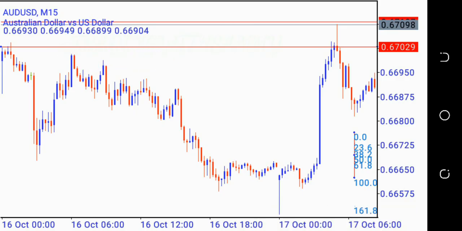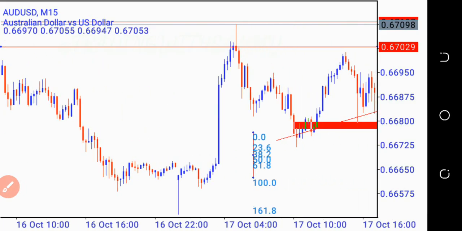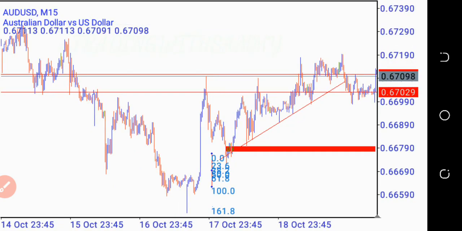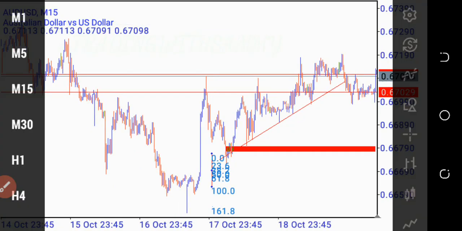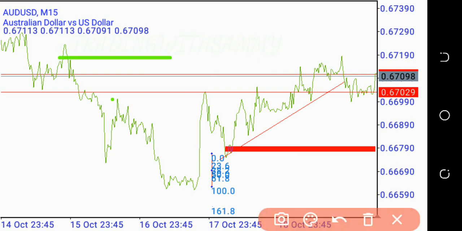Now what did we see happen? There was a change of character here. Okay, and zoom this far. Okay, let's go to line chart. The reason I use line chart is because if the candles are merged it's kind of confusing, so I prefer to use line chart to see everything clearly. So there was a change of character here and price came back down.